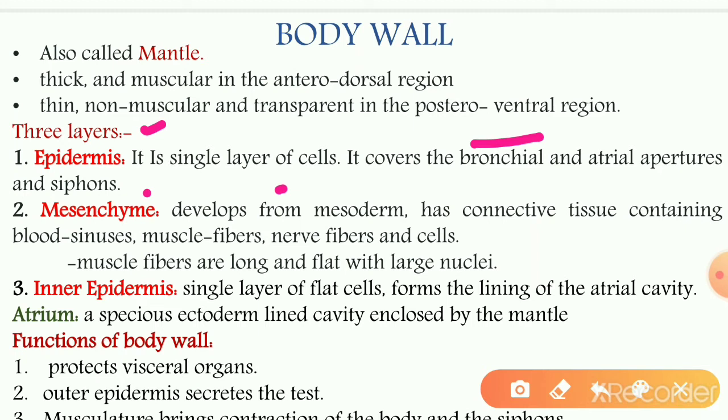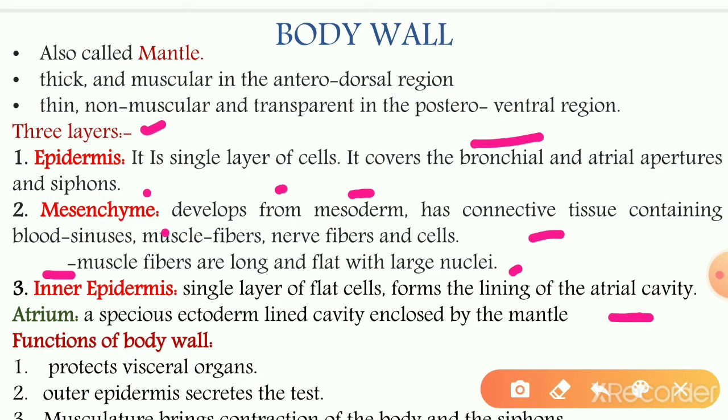Second is the mesenchyme layer. The mesenchyme layer develops from the mesoderm layer. This layer has connective tissue containing muscle fibers. These muscle fibers are long and flat with large nuclei. And the third one is the inner epidermis layer. This layer is a single layer of flat cells, and it forms the lining of the atrial cavity.